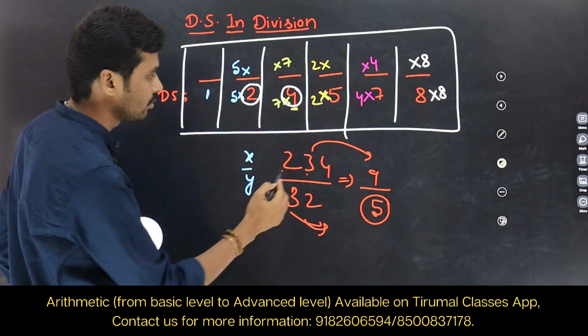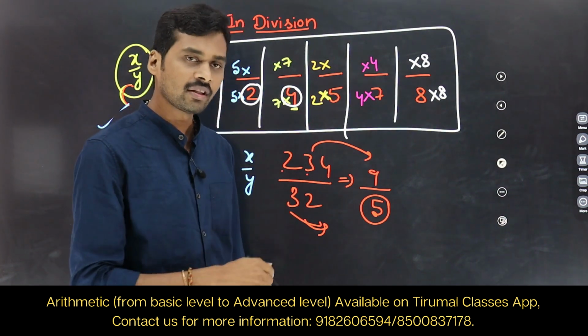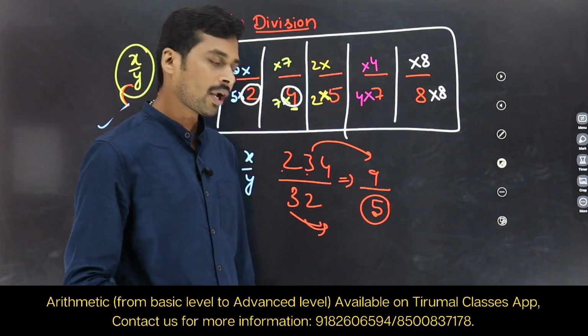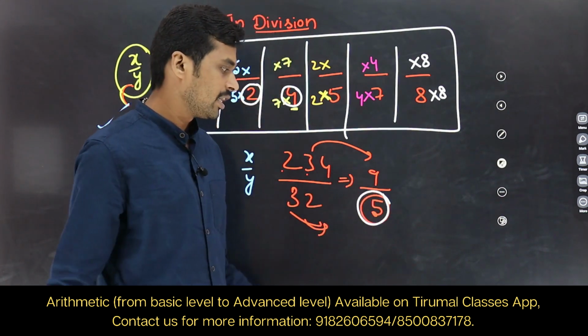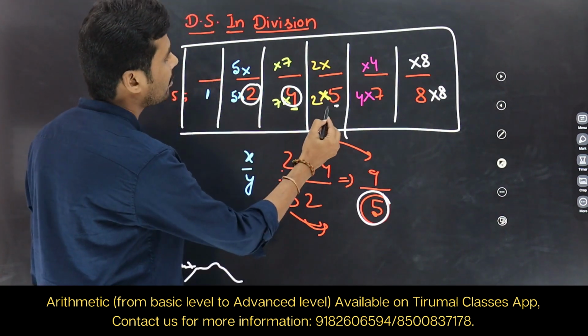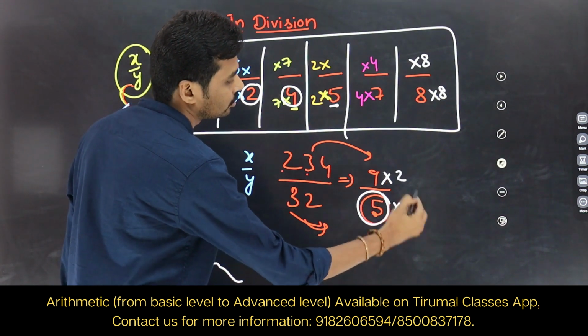So here, if you see, this is the expression 234 divided by 32. First of all, you have to take the ds values of both numerator and denominator. Here I get 9 by 5. What is the ds value of the denominator part? It is 5. Then immediately, if the denominator part is 5, multiply both numerator and denominator with 2.